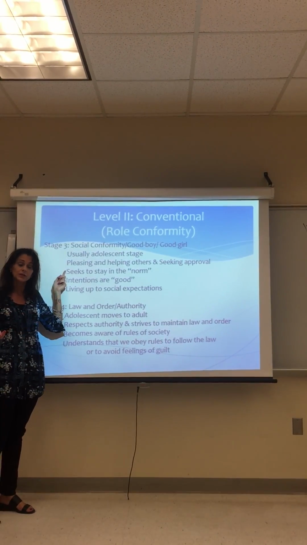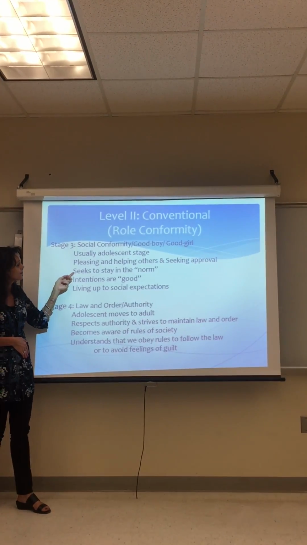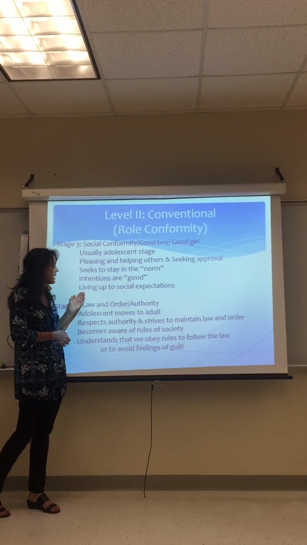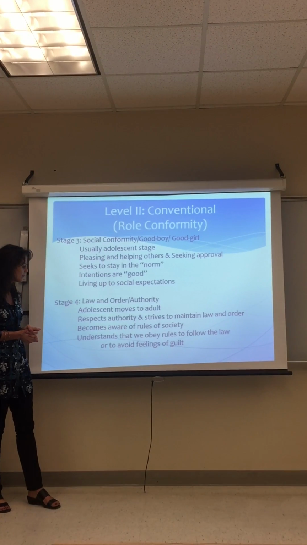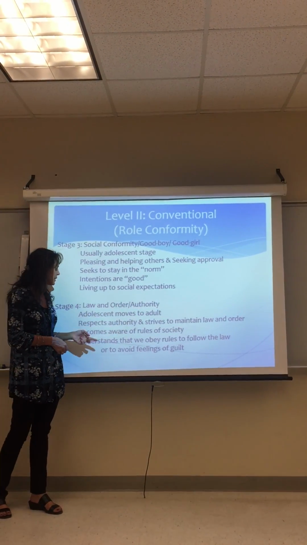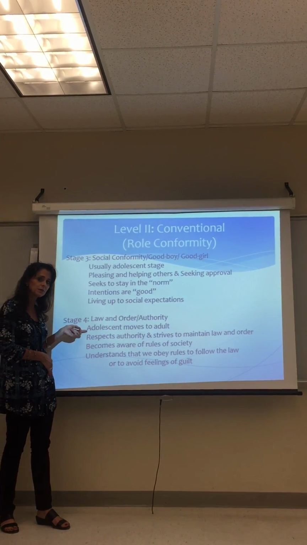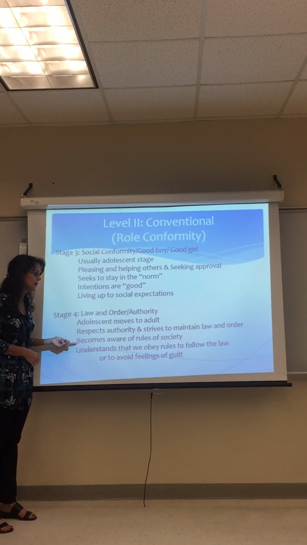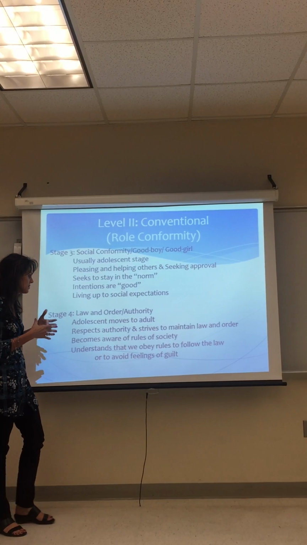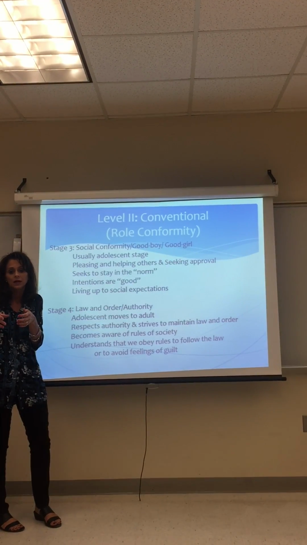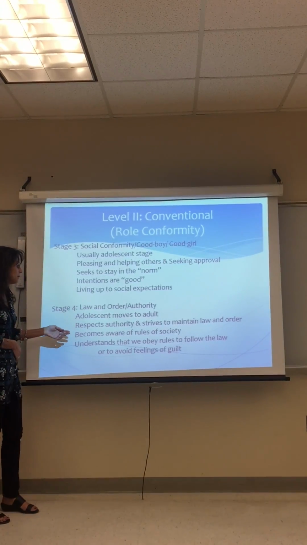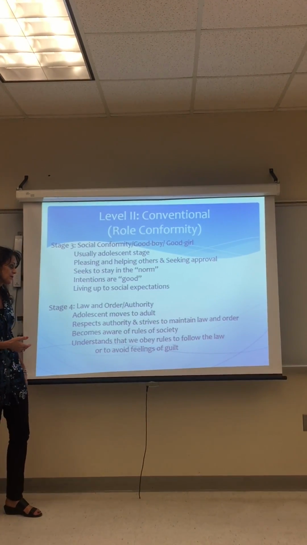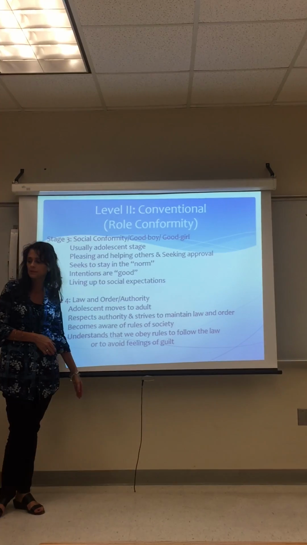Again, especially with peer pressure in a high school or a middle school setting, a lot of students want to stay in the norm. They don't want to be singled out. Their intentions are good, and they're doing their best to live up to social expectations. Stage 4 is law and order and authority. Again, this is where the adolescent starts to move to an adult. They respect authority, and they strive to maintain law and order. They are becoming aware of rules of society, the societal norms, not necessarily just the norms within their own little personal home or school classroom, but they tend to start being aware of the big picture of society. They understand that we obey rules to follow the law or to avoid feelings of guilt.